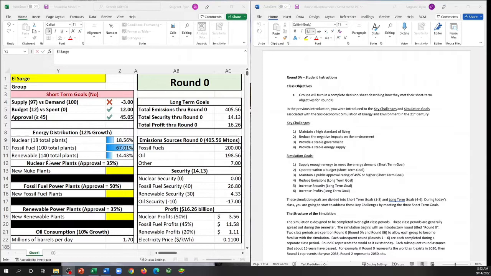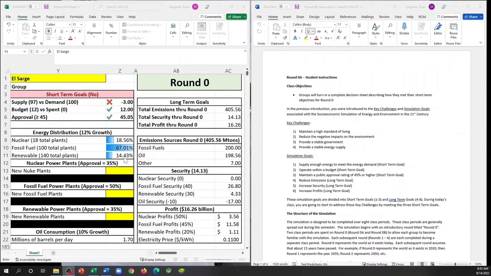Those plants actually don't all produce an equivalent amount of energy. For example, a nuclear power facility is going to produce a lot more energy than a single wind turbine. And so over here is shown the percentage of the energy and where it's coming from. So 18.56% of your 97 units of energy are coming from these 18 nuclear power plants. 67.01% of your energy is coming from fossil fuel, and 14.43% of your energy is coming from renewable.